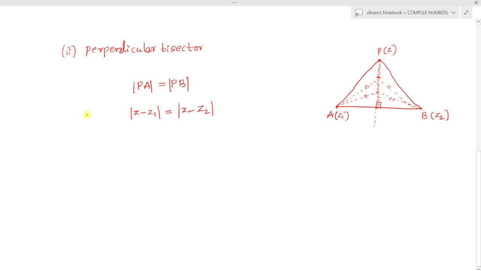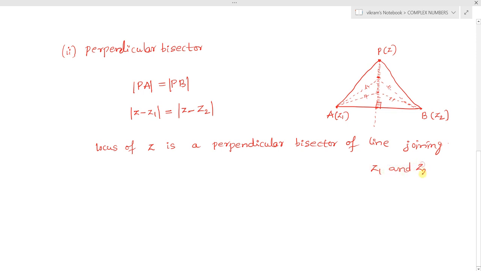The locus of Z, we can say, as the locus of the complex number Z, is a perpendicular bisector of the line joining Z1 and Z2. Which is the formula of a perpendicular bisector?